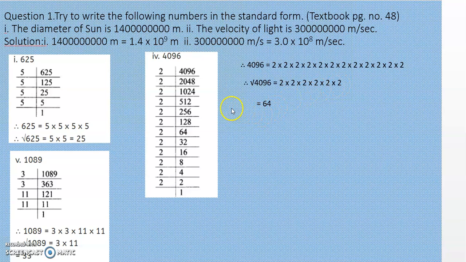If you don't know how to do it, just count how many 2's there are. Then when you put the under root, if it is 12, 6 2's will come out. If it is 10 2's, 5 2's will come out. If it is 14 2's, then 7 2's will come out. If it is 4, then 2 2's will come out. This is how you have to do the sum.